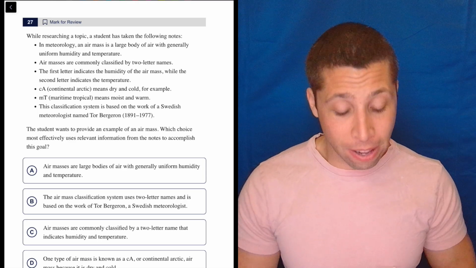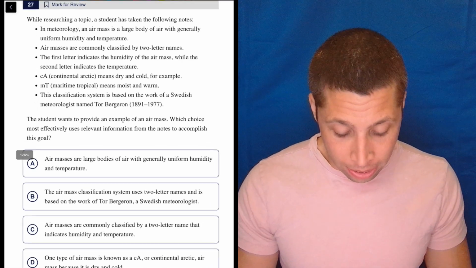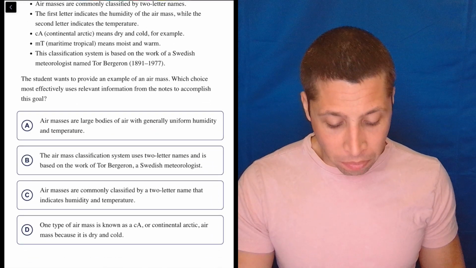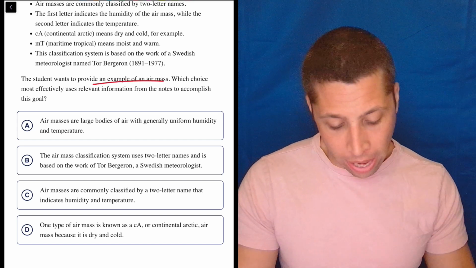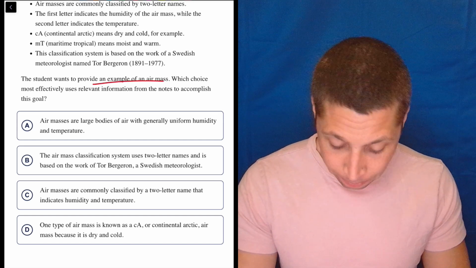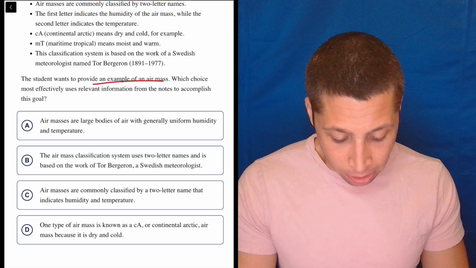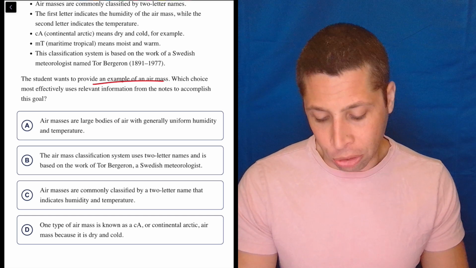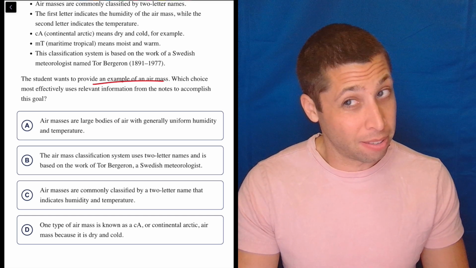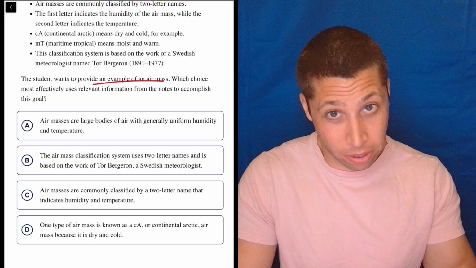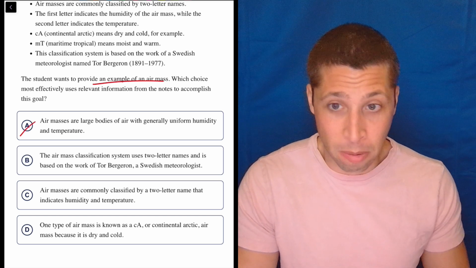There sure were a lot of these outlines on this test. That's very unusual, but at least they're easy. The student wants to provide an example of an air mass. Okay, let's get an example of an air mass. A, air masses are large bodies of air with generally uniform humidity and temperature. Well, that's a definition of an air mass. An example would be like, for example, right? So it doesn't seem to be doing it.